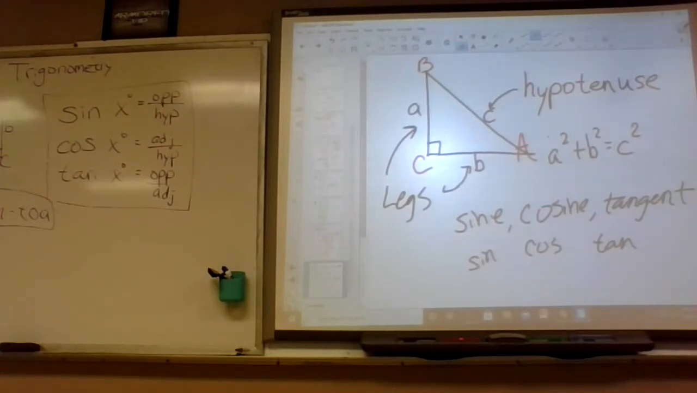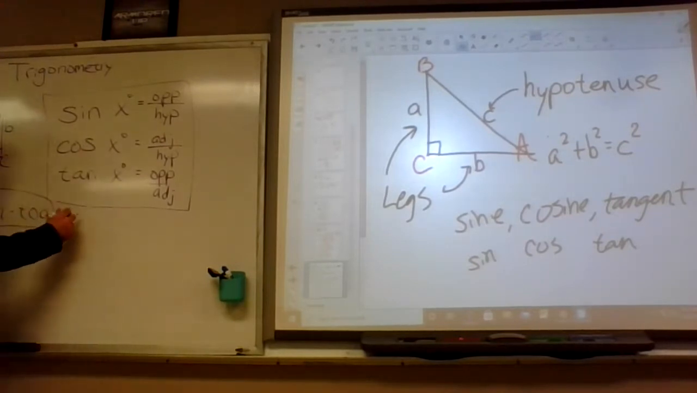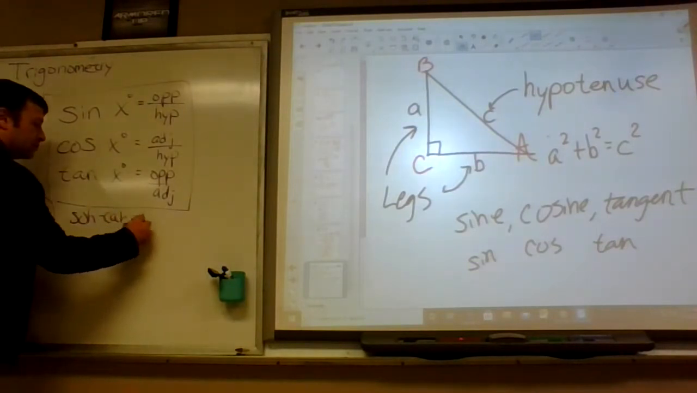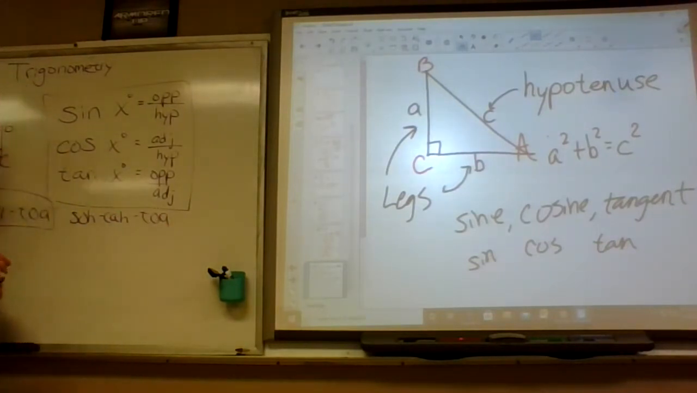What do you think SOH means right here? Sine opposite hypotenuse. Right. The sine function gives you the opposite over the hypotenuse. Cosine gives you adjacent over hypotenuse. And tangent gives you opposite over adjacent. We have those on our calculators too. You have sine, cosine, tangent in your calculator.